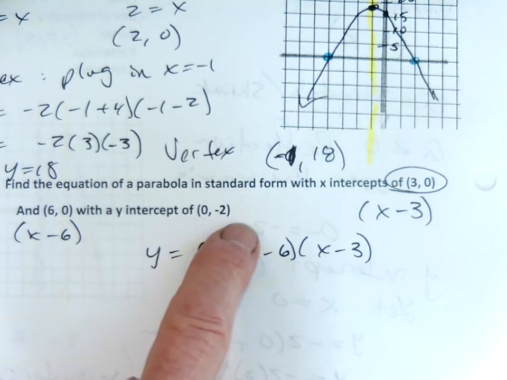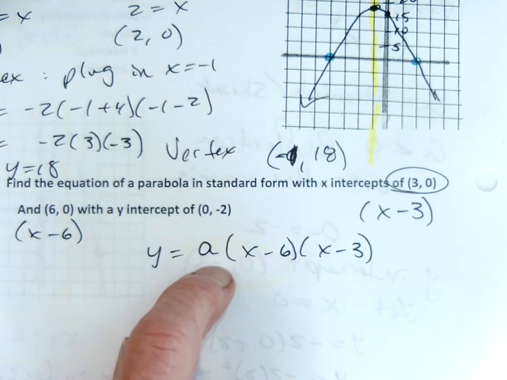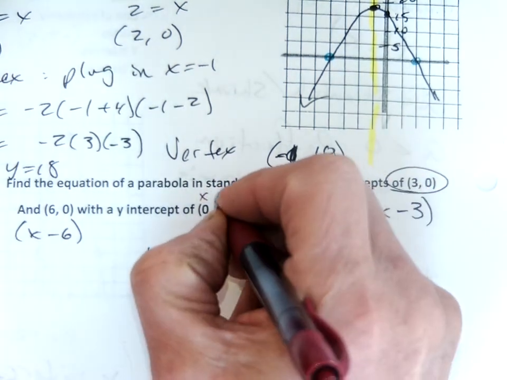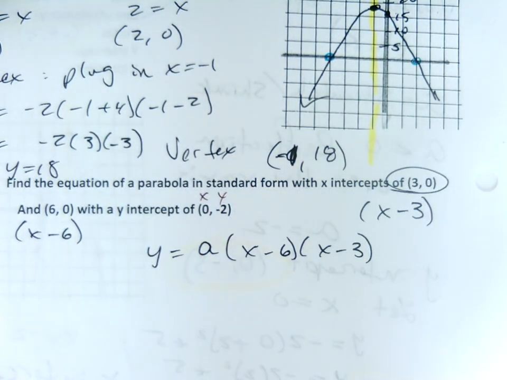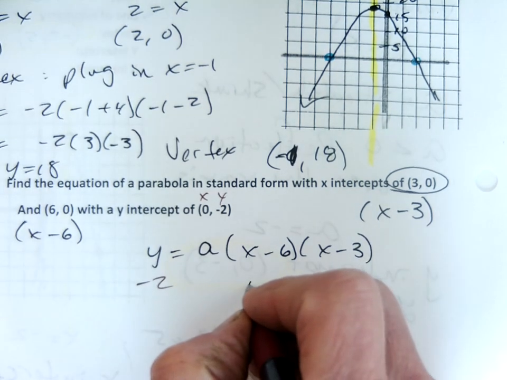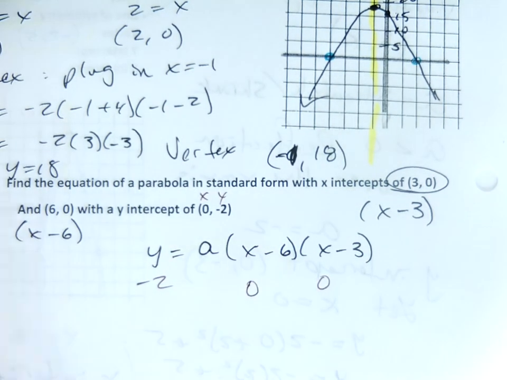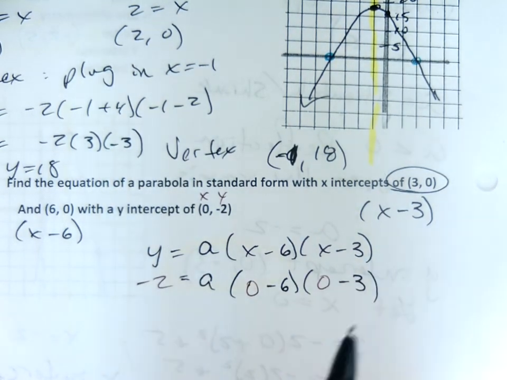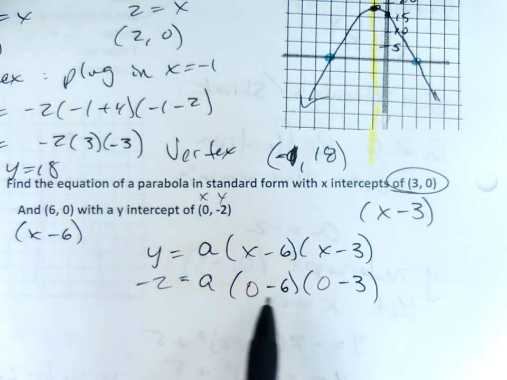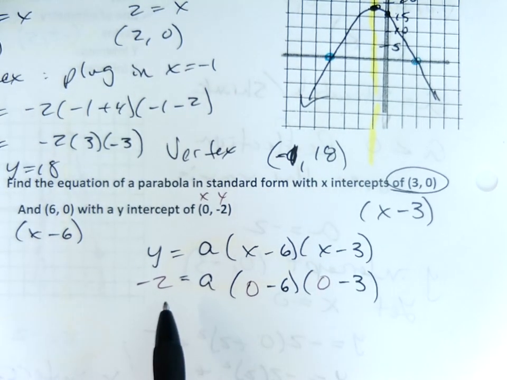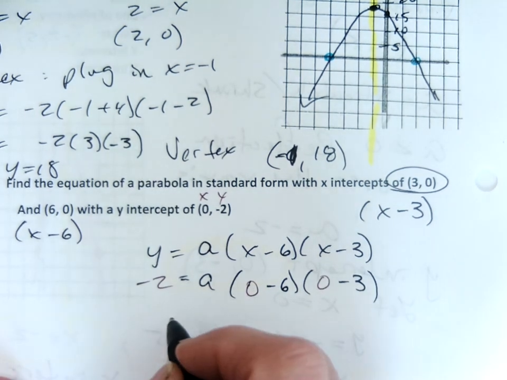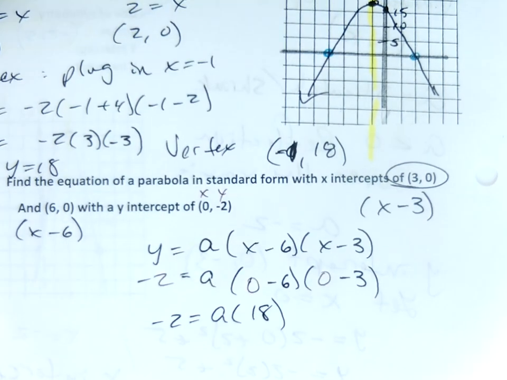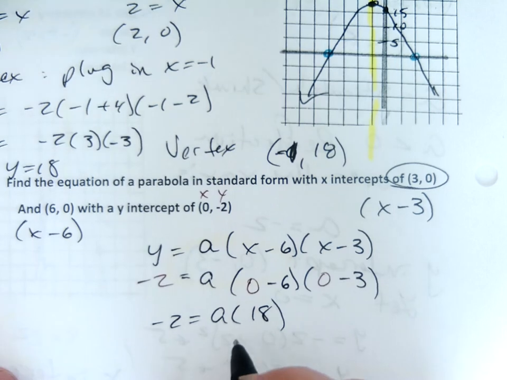Well, let's put this point in to make sure it goes through. If I put the point 0, negative 2 into my equation, it forces it in, and I get the value of a that works. So I'm going to plug my 0 in for x and my negative 2 in for y. I plugged my 0 in for both x's, and my negative 2 in for the y value, and I just need to find the value of a. So I have negative 2 equals a times positive 18. Okay, you okay with positive 18? Divide by 18.